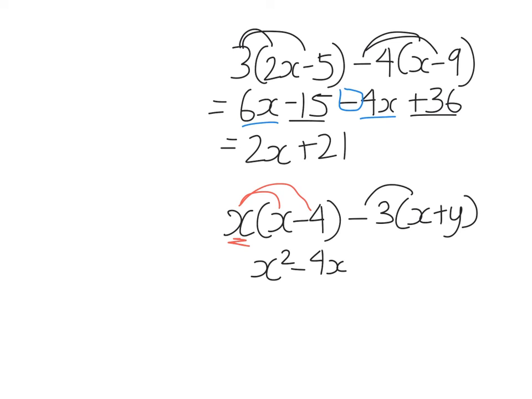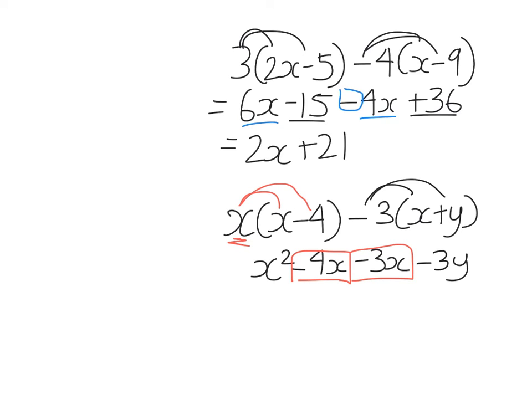We have minus 3 times x, and here we have minus 3 times y. So now we need to look for like terms. So this term and this term, they are the like terms, negative 4x and negative 7x.